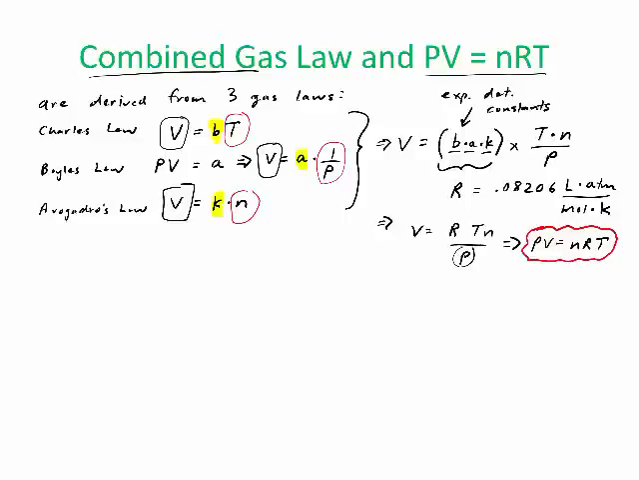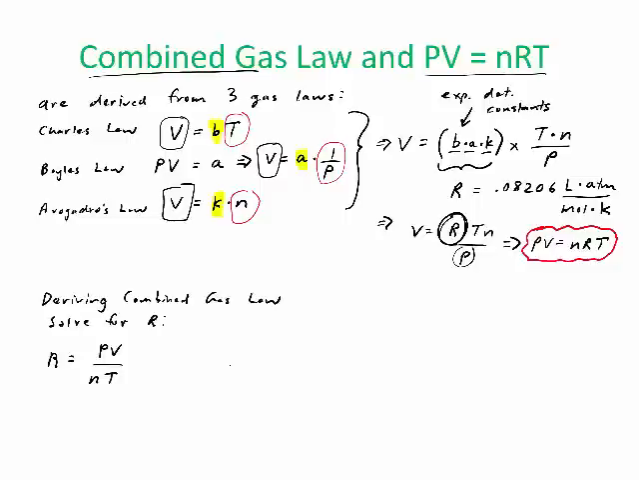Okay, now an interesting thing happens if I solve for R using the ideal gas law. We'll derive the combined gas law. If I solve for R, then I get R equals P times V over n times T.